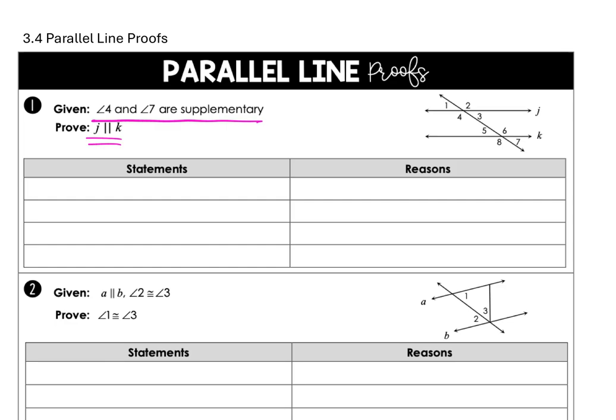Okay, so let's take a look at this first one. It says angle 4 and angle 7 are supplementary. Prove to me that the lines are parallel. Now I need you to think back to yesterday, not that long ago. What did we use to prove lines parallel? They're supplementary.